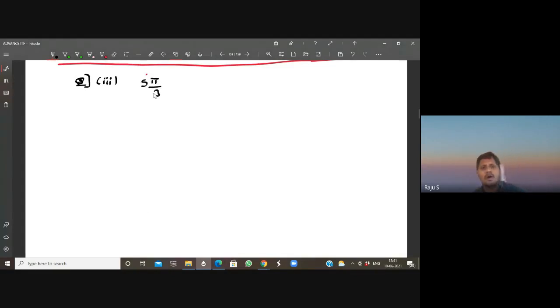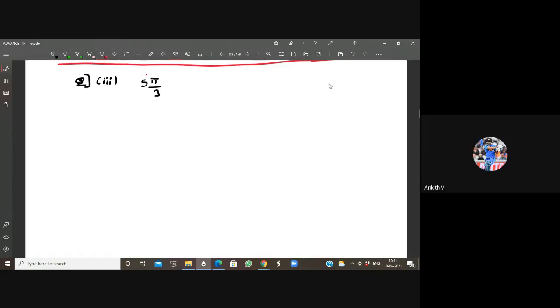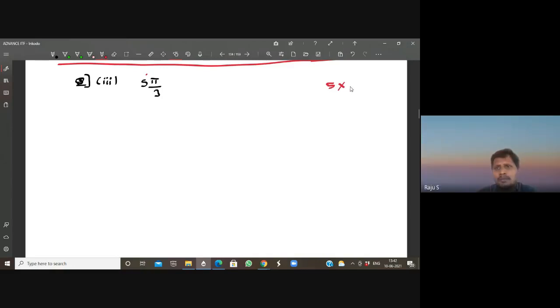See students, if it is an objective question, how to convert? What is pi by 3? Into 180 ways. 5 into pi by 3 means 5 times 60, 300 is the actual answer. 300 degrees. But in NCERT, we should not do it like this.